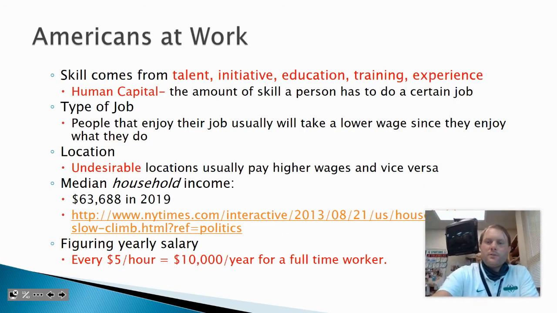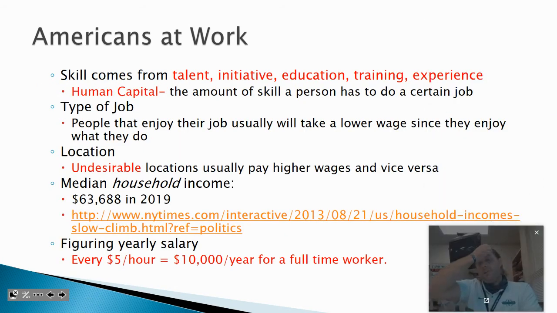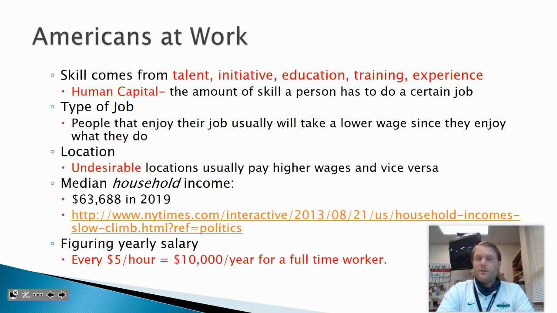Now, your overall skill is going to come from a few different things. Some of it's natural, right? Some of it's God given. Some of it's going to be stuff that you're born with. That's your talent. Okay. Sometimes it comes from motivation. I've labeled that as your initiative. Sometimes it comes from perceived education, right?